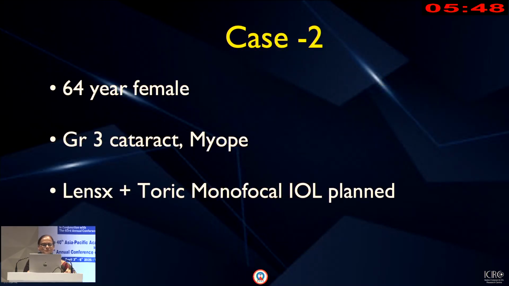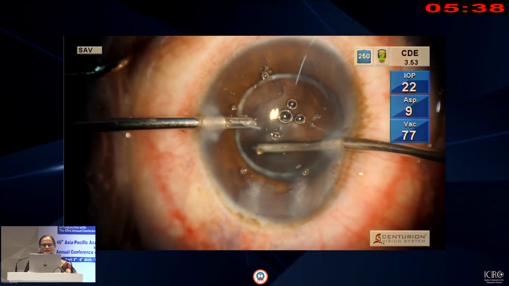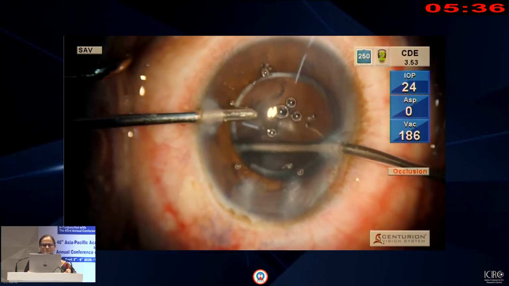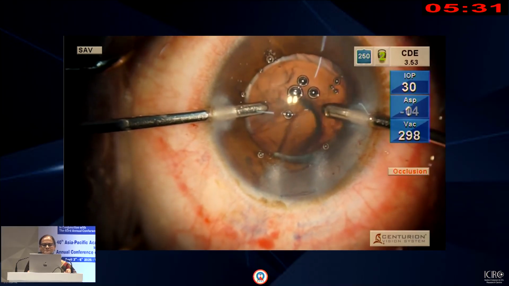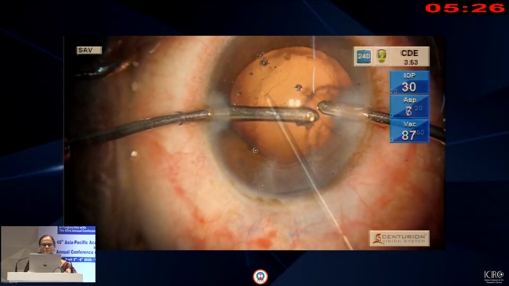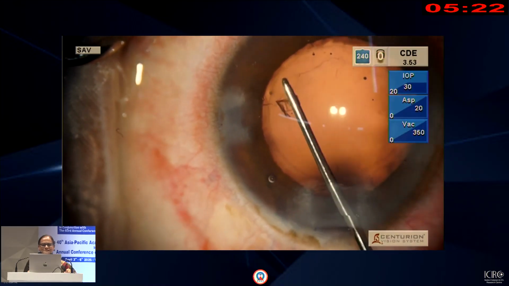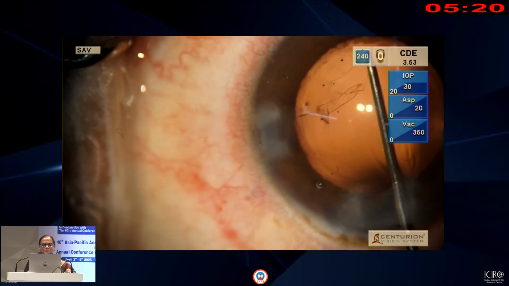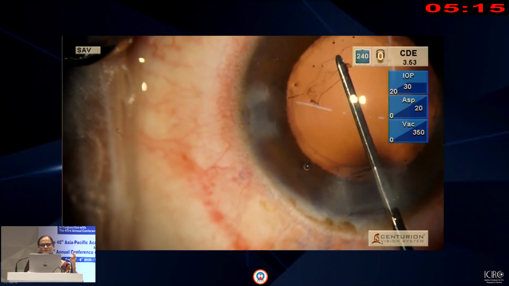This is the second case of a 64-year-old female, a myope, and whom we are planning a lens-ex with a toric monofocal IOL. And irrigation aspiration is going on. We've not noticed anything abnormal. But at the end of it, we see that there is a curled up Descemet's detachment, and mostly this is from the side port incision with the instruments that this has happened.